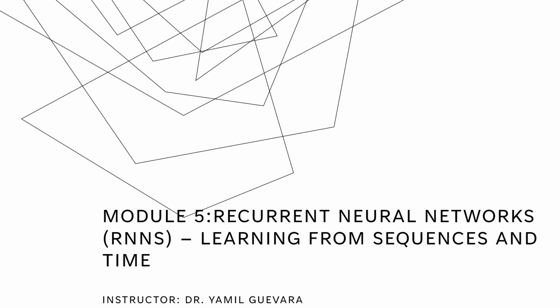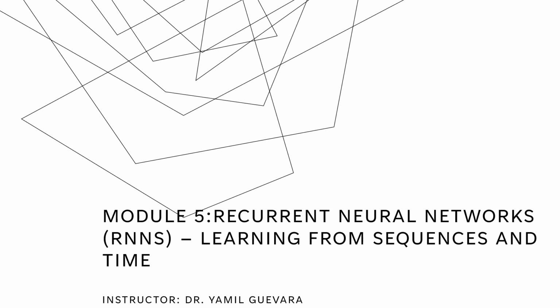Welcome everybody. In this module, we will explore recurrent neural networks, often called RNNs. In the previous modules, we focused primarily on neural networks that process information in a single forward pass. Those models work very well when each input can be evaluated independently. However, many real-world problems involve sequences where the order of information matters. Examples include language, speech, financial data, and sensor readings that evolve over time.